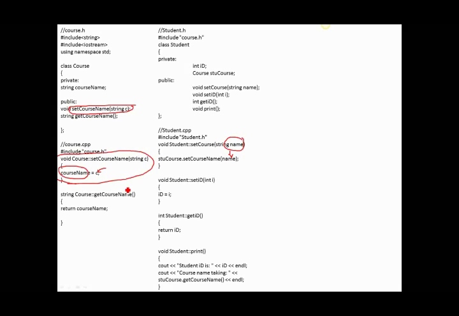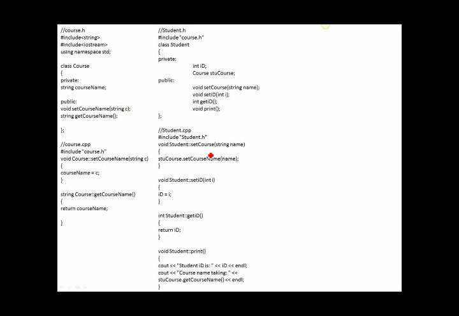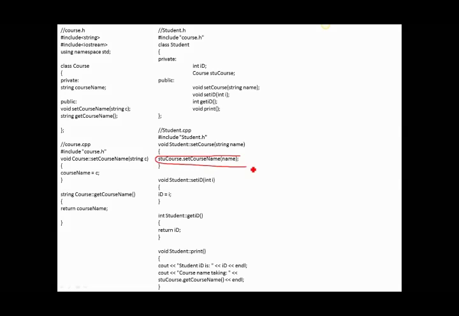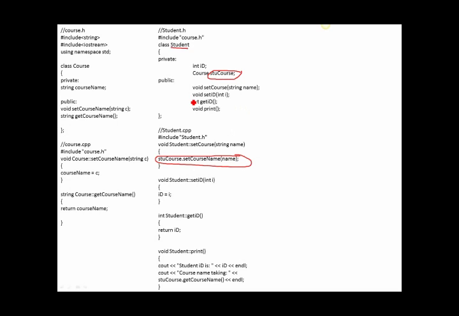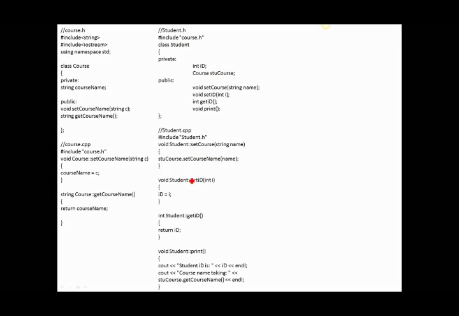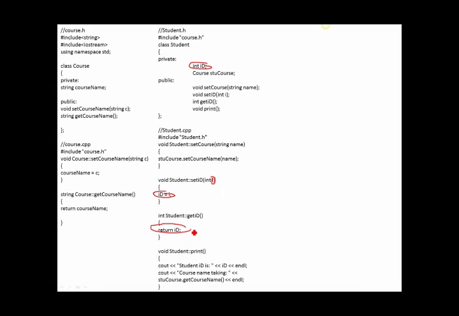Whatever is passed to set course name is set to the course name private data member of course. Okay. So in this case, we have a set course function in student, but the actual task is being passed over to the course class through the course class's object that is a member of the student class. So in set course for student, all we do is pass the name along to the set course name function of the course class through the object studCourse. Then we have set ID. Of course, ID is a member of class student, so we just set the passed in value I to ID. We have get ID, which just returns ID.